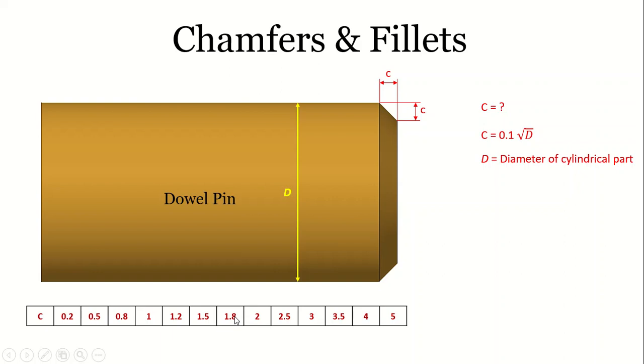So whenever you use the formula which I am showing on the screen, you may match the value you come up with to the standard value of C and use that standard value. Let's understand it with one example. Let's say the diameter of the shaft is 50 mm. When you use the formula, you will get a value of 0.707 mm. Now this is not a standard value. You see in this table that 0.707 mm lies between 0.8 and 1, and you are free to use any value between them, but when you round off this value, the closest value is 0.8. So I decided to use a chamfer dimension of 0.8.